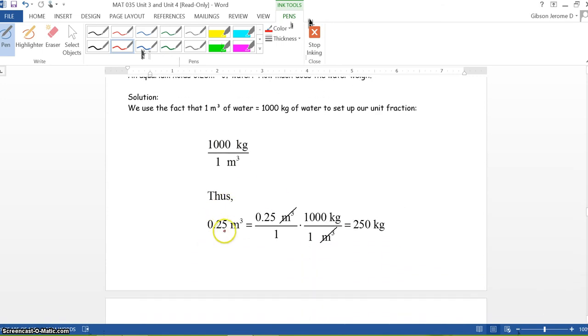So thus, we have 0.25 cubic meters, and we want to change it to kilograms. So we'll multiply it times 1,000 kilograms over 1 cubic meter, and the cubic meter simplifies out. 0.25 times 1,000 will give us 250 kilograms.